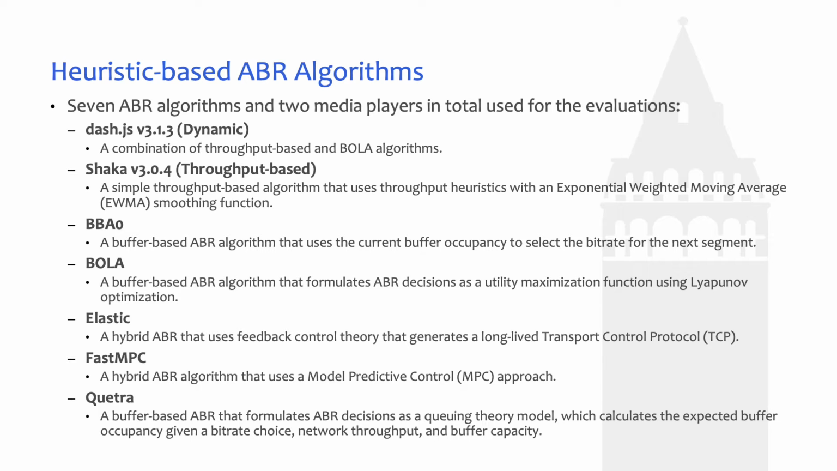Elastic, which is a hybrid ABR that uses feedback control theory, which generated the long-lived transport control protocol. And the next ABR algorithm is FastMPC. This is also a hybrid algorithm that uses a model predictive control approach. And the last one, Quetra, which is a buffer-based algorithm that formulates ABR decisions as a queuing theory model. Other than the default ABR algorithms for Dash.js and Shaka players, we have implemented the mentioned algorithms using JavaScript on Dash.js media player.